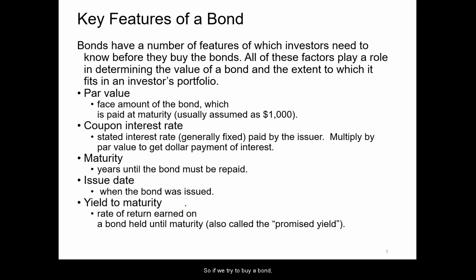So if we try to buy a bond, what do we need to know about this bond? We are looking at some key terms about a bond. We'll start with the par value. The par value is actually the face amount of a bond. It's also the amount that the bond issuers promise to pay at maturity, or say when the bond matures.